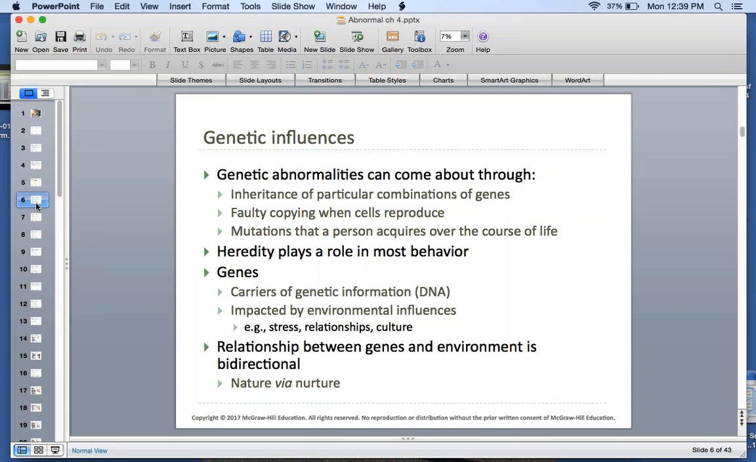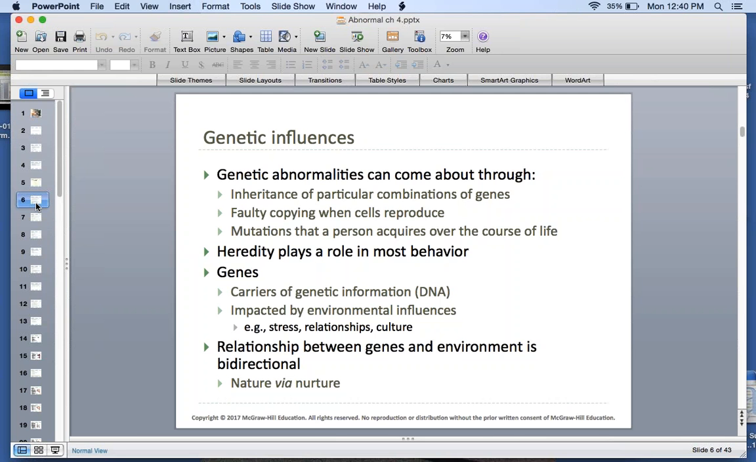Heredity plays a role in most behavior. That is, we do get some of our behaviors, positive and negative, from our biological parents. We also get things from non-biological parents, but right here we're talking about genetics. Genes are carriers of genetic information, okay? These are things you should already know from your basic science courses. So genes are the carriers of that genetic information, or that DNA.